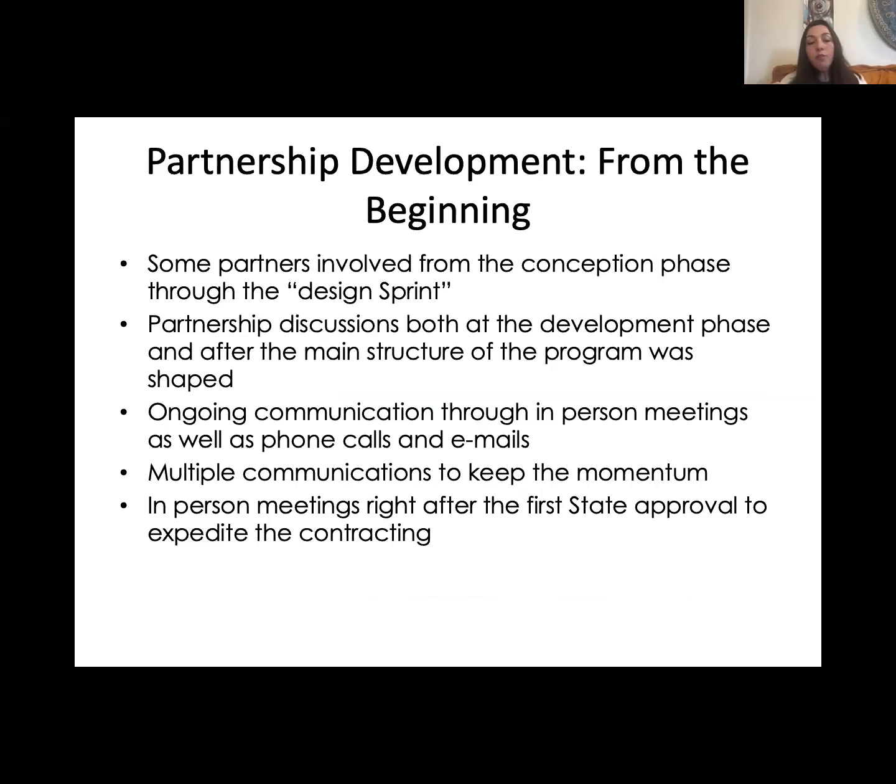And so I want to look at the partnership development as part of that. It happened from the beginning. Some were in the design sprint part. Some were brought up later in the grant writing process. And ongoing communication through in-person meetings as well as phone calls and emails was going on throughout this process. Multiple communications to keep the momentum going, as well as group meetings to bring people onto the same page. I think in retrospect, we were looking back at how important it was to have both group partnership development meetings as well as in-person ones to create that alignment, basically. Next slide, please.